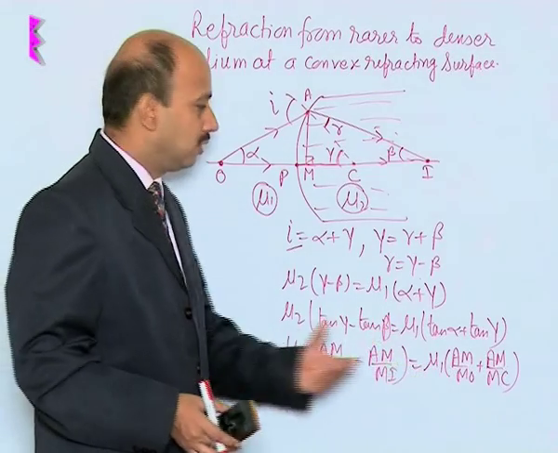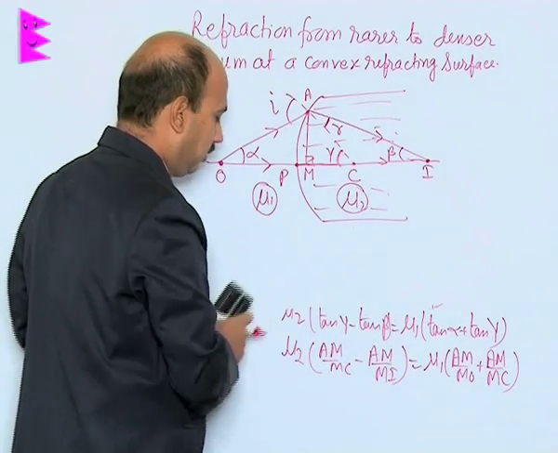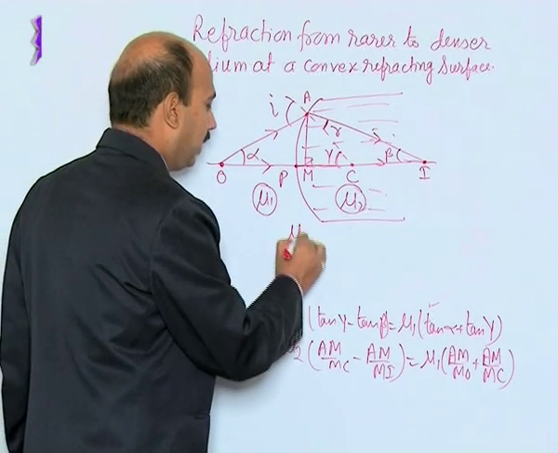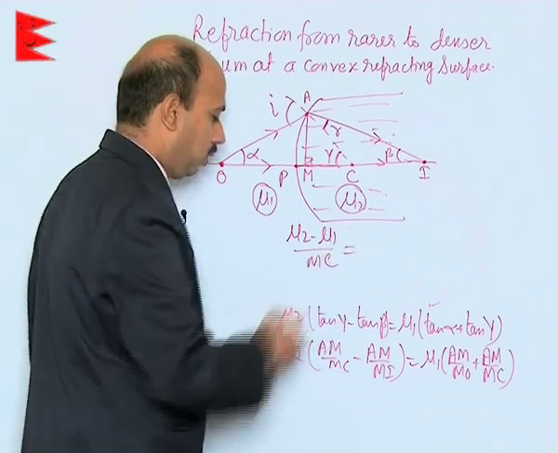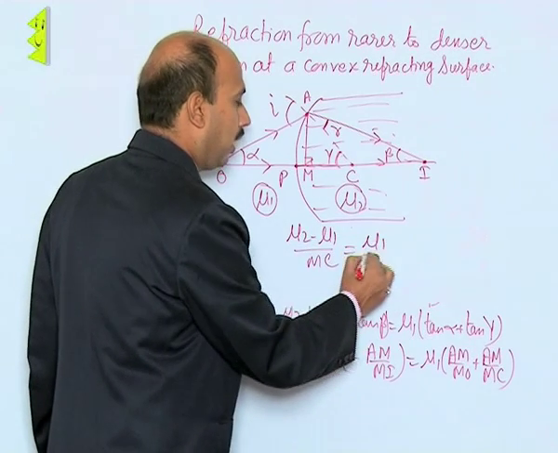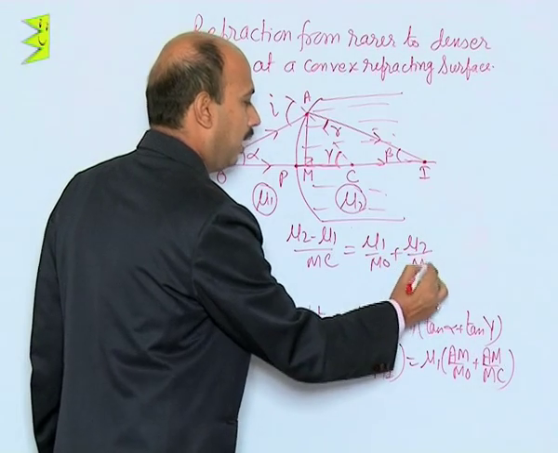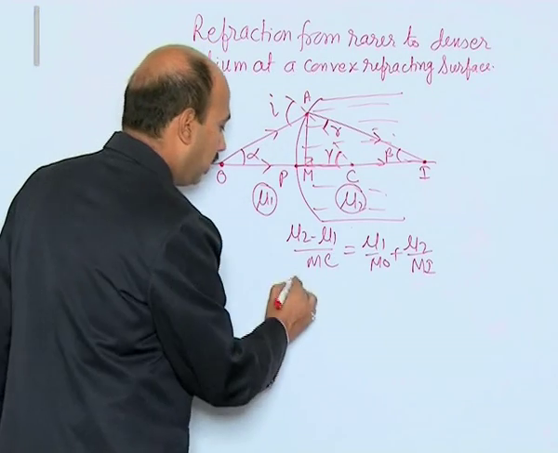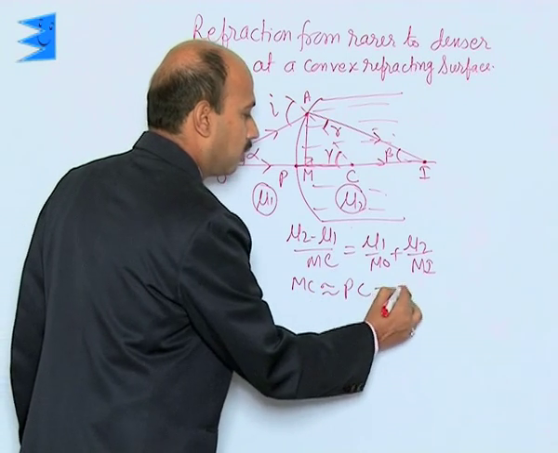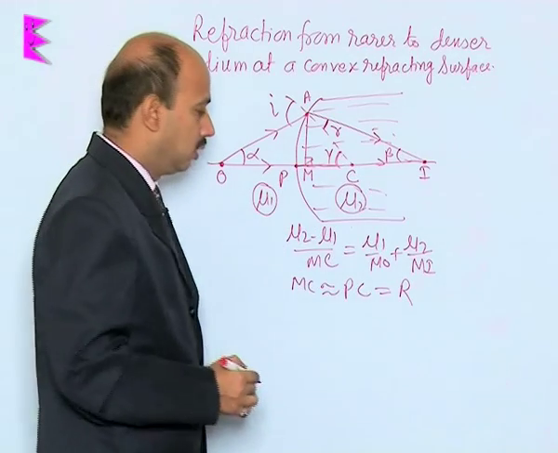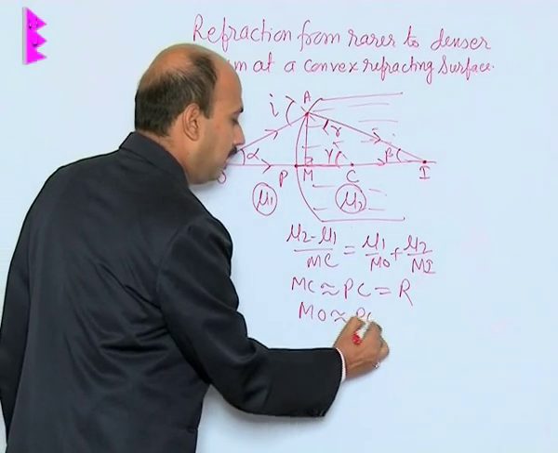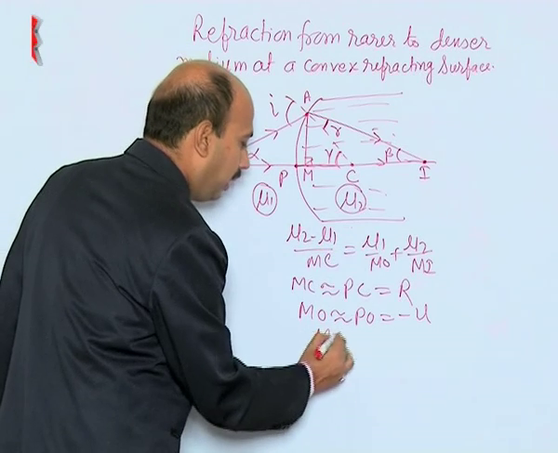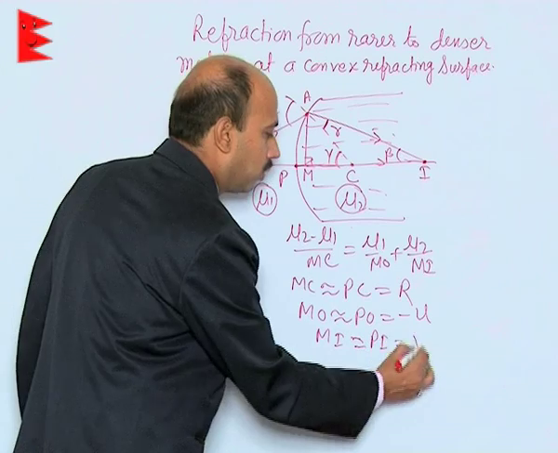Now we can solve it again here. AM will cancel from both the sides. So after simplifying this, I am collecting the terms with MC in the denominator on one side. So we will be getting (mu2 minus mu1) upon MC is equal to mu1 upon MO plus mu2 upon MI. Now we can write MC is approximately equal to PC is equal to R, because M and P are very close to each other. Similarly, MO is approximately equal to PO is equal to minus u, that is object distance negative because it is opposite to the incident rays, and MI is approximately equal to PI is equal to v.